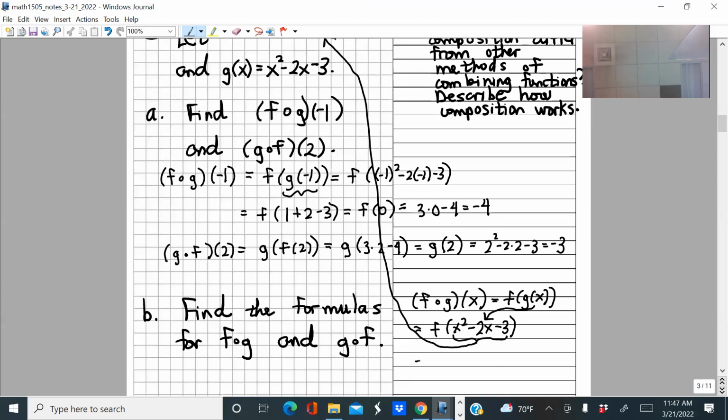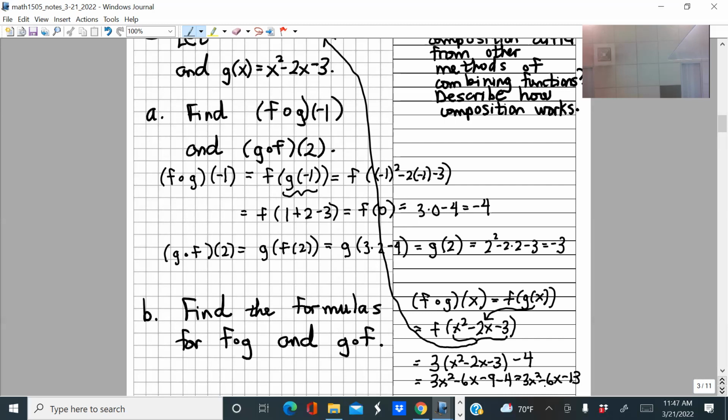Oh, that's not too bad. So let's see, I get 3 times all of this, x squared minus 2x minus 3, and then you get that lonely minus 4 at the end, right? Just multiply the 3 through the parentheses, right? So you get 3x squared minus 6x minus 9 minus 4. And you can add the two constants together. So you get 3x squared minus 6x minus 13. So there's the formula for f compose g.